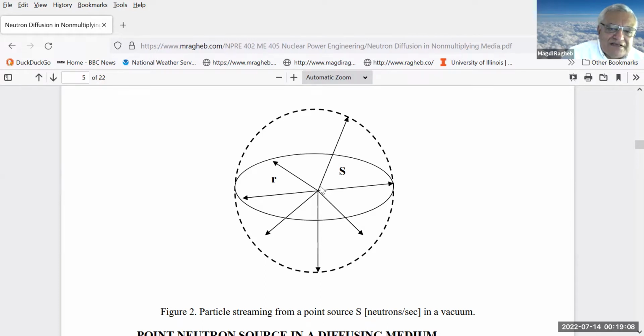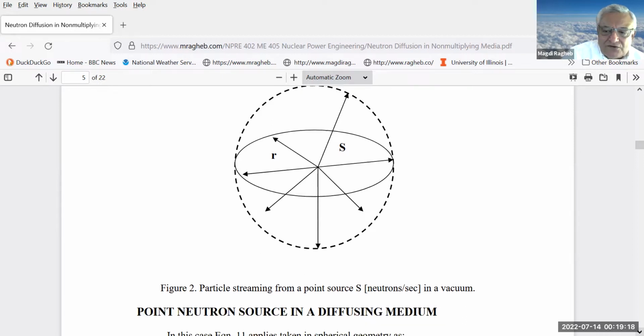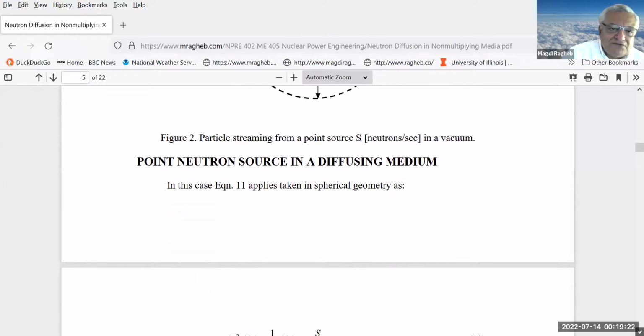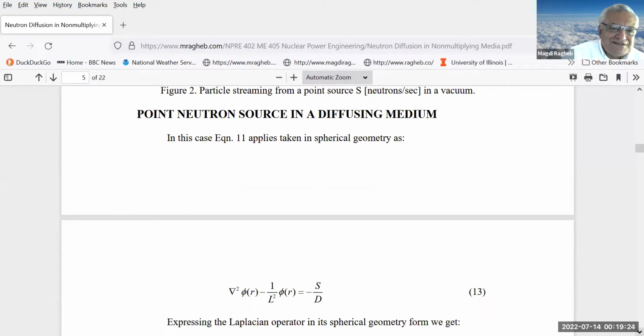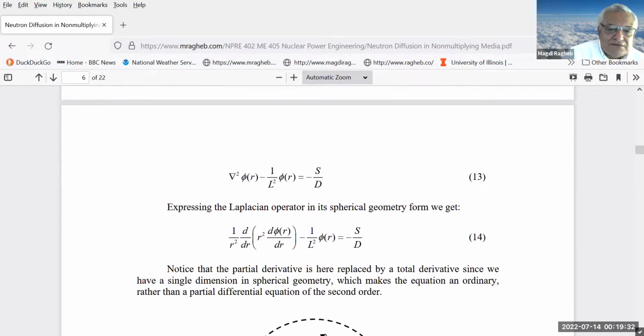Streaming relates to the idea of a source of water. Water is coming from a source, and it keeps moving in the direction where it's coming out. That's why, for water or light, this is called the streaming process. But in fact, what we are really interested in is not just a point neutron source in vacuum. We are interested in a neutron source in a diffusing medium.